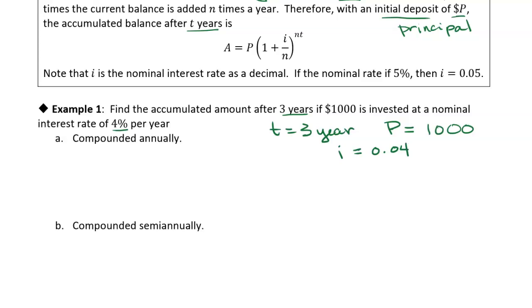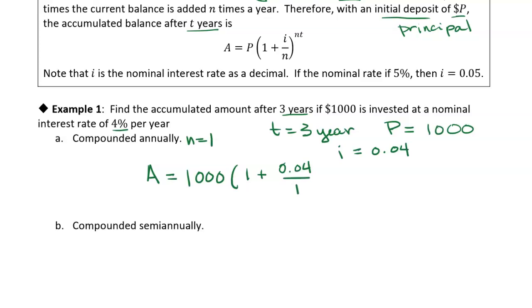It's really just a matter of plugging the numbers into the formula and calculating the accumulated amount. So the principal, the P value, is 1,000, so we'll replace P with 1,000 in the formula. 1 plus I, the nominal interest rate. It's an annual interest rate, so we have to divide it by the number of compounding periods within the year. In this case, our N is just 1 because we're compounding annually.